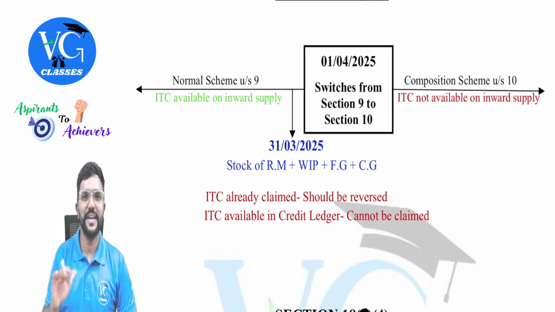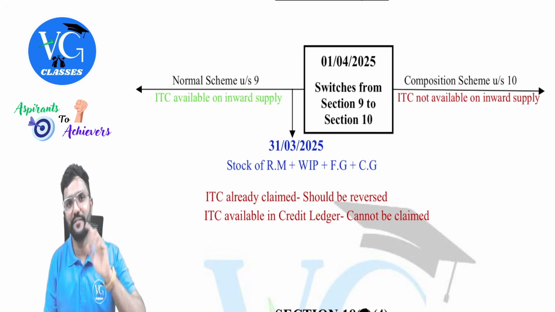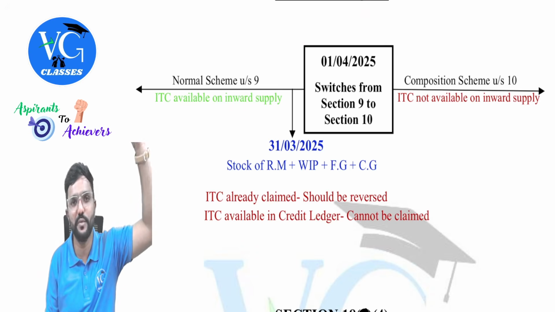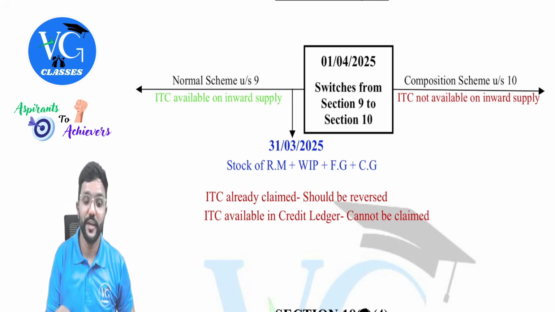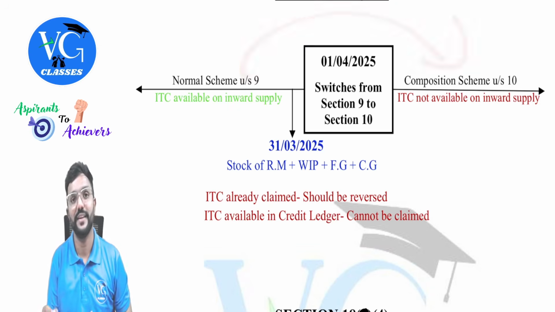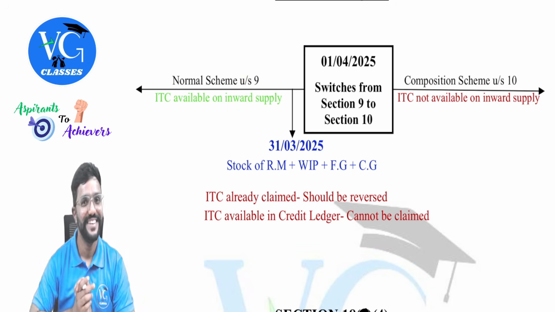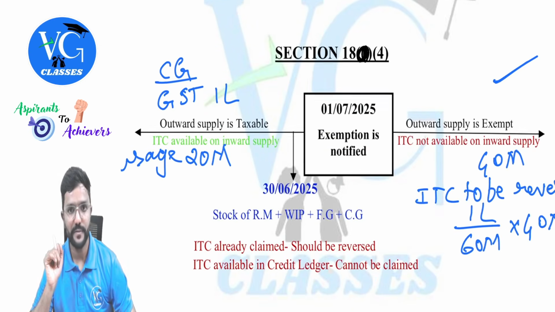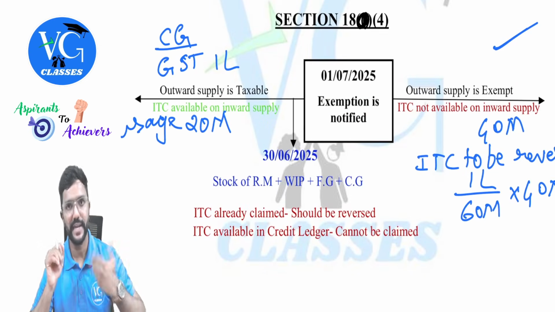Yes, sir. So in the same way, when they are giving you the benefit when you are moving from 10 to 9 as per section 18.1, if you are moving from 9 to 10, they are taking it back from you. Same scenario is also covered. One more case under 18.4 only.